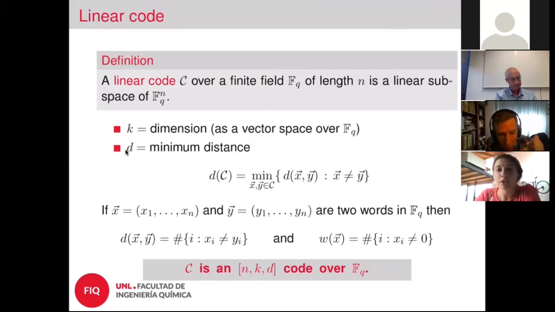So when you are working with linear codes, which are the ones that interest me, you want a big k and a big d, but you have a bound that says that the sum of these two parameters is bounded by the length plus 1. So you have to try to find some kind of balance between having big dimension and big minimum distance.